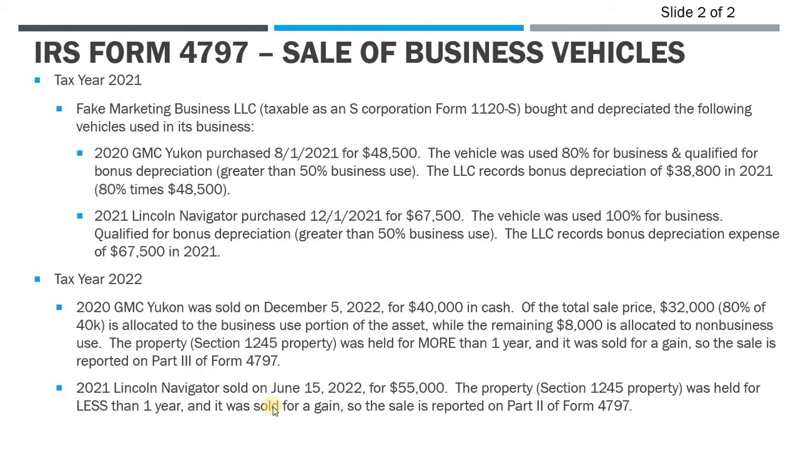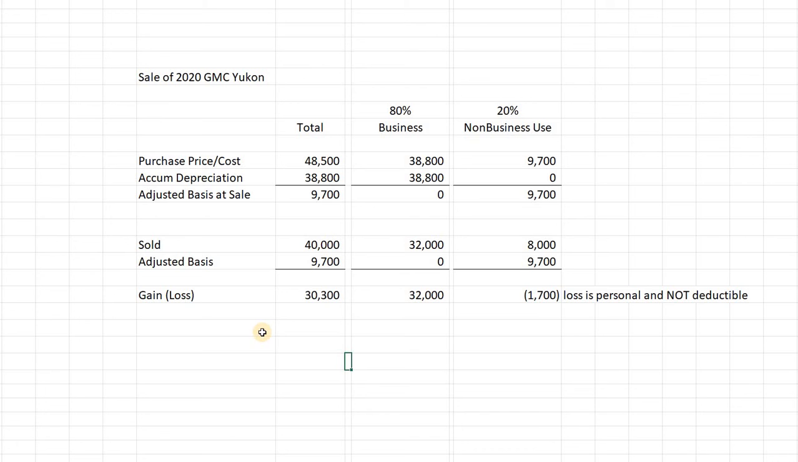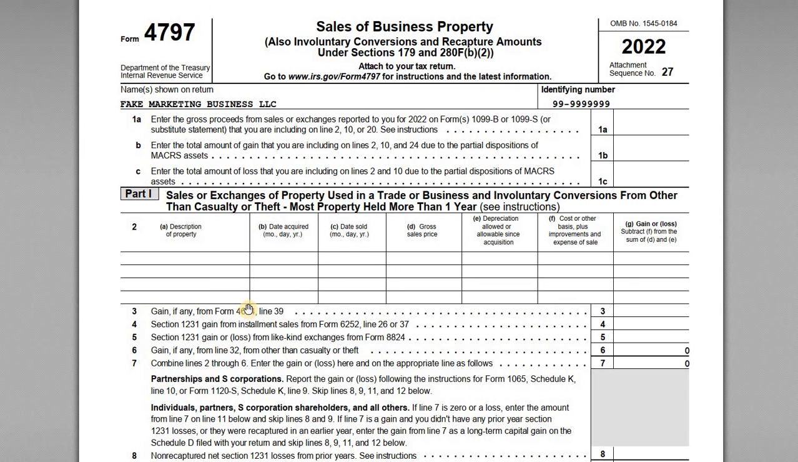Okay, and now the Lincoln Navigator was sold in June for $55,000, and again, if we note the holding period, we bought it on December 1st, 2021, sold it June 15th, so it's under 1 year. For that reason, we're going to be reporting this disposition on Part 2 of Form 4797. So we're going to report the Yukon sale in Part 3 and the Lincoln Navigator sale in Part 2. Okay, so if we go to the worksheet, well, actually, let me go to the 4797 first.